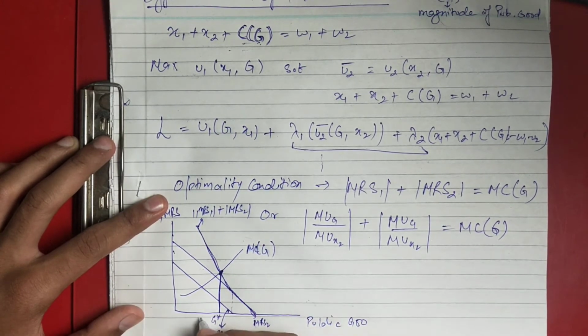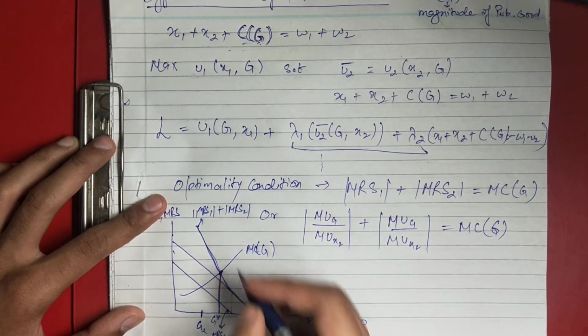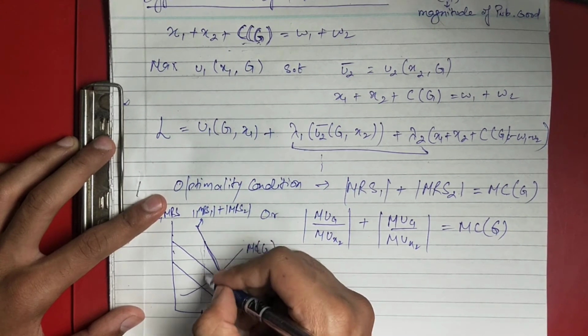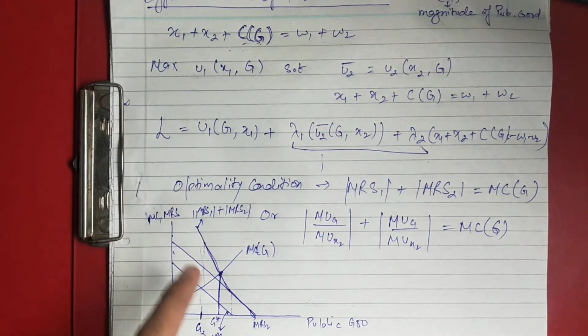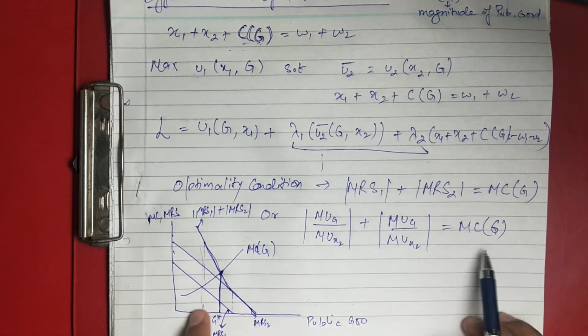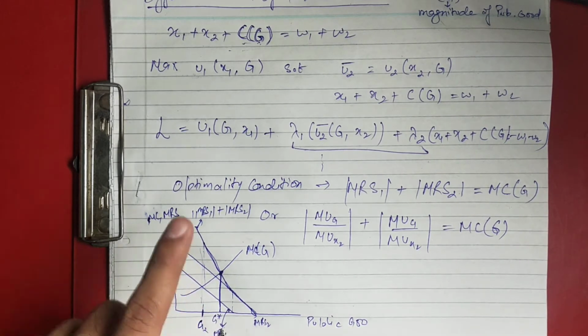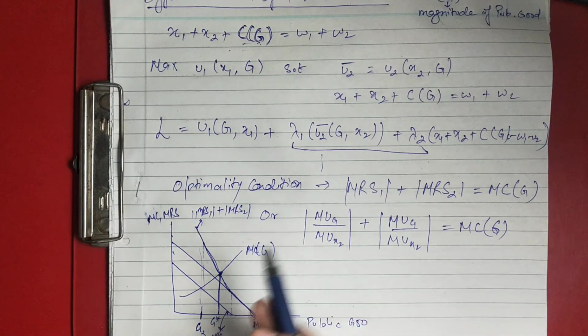Let us suppose that if this condition is not fulfilled, we are at some other point on this curve. At this point there is no optimality, and we will see why it won't be Pareto efficient. This is the condition of Pareto efficiency, but if we move to any other point, there will be Pareto inefficiency, and we'll see how the market will reallocate spending on the public good.